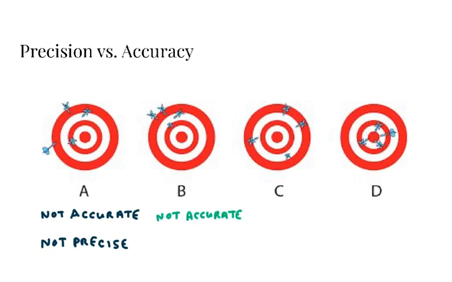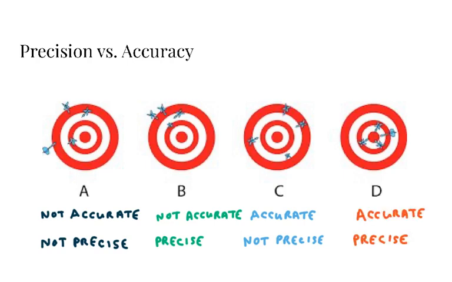Dartboard B has darts that were not thrown accurately, but they were thrown with precision because the darts are all close to one another. Though it wouldn't get you many points in a darts game, Dartboard C actually shows arrows that were thrown with accuracy because their average value would be right in the center of the bullseye. However, because the darts were thrown all over the place, they were not thrown with precision.